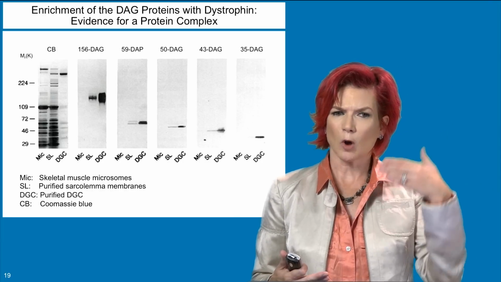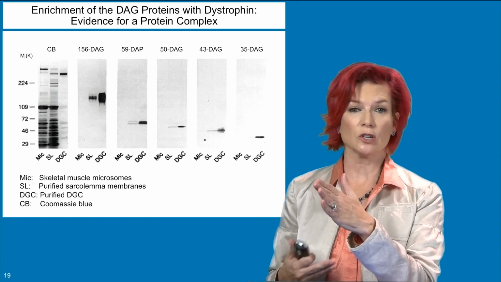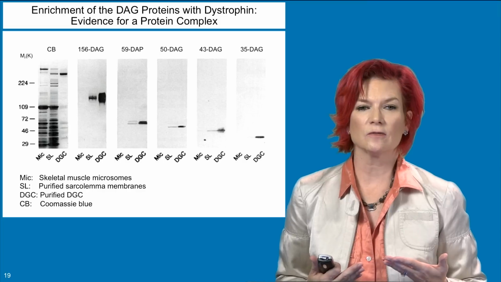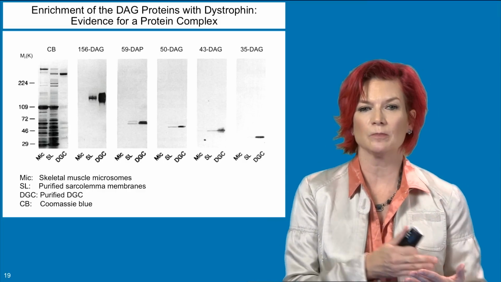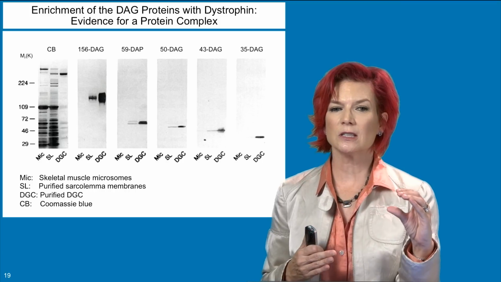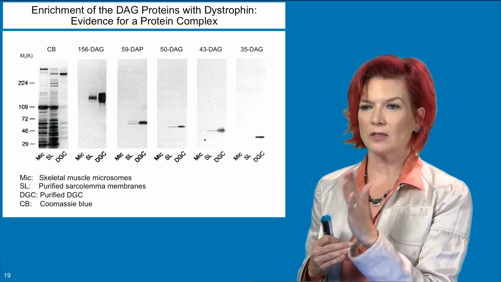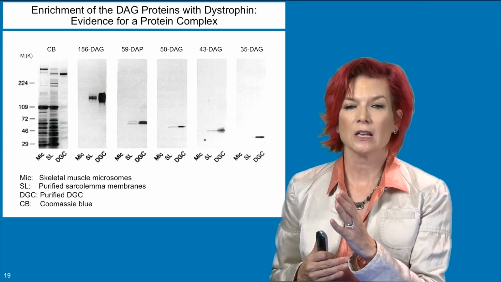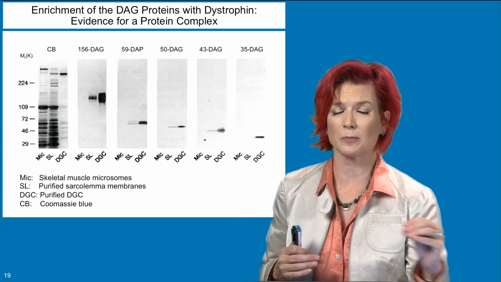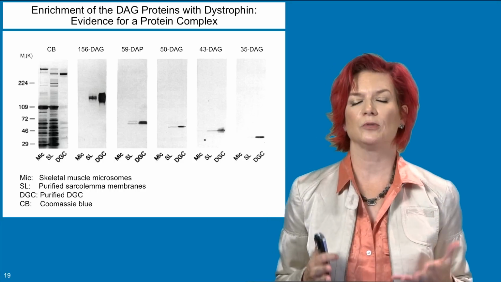And again, all the proteins are revealed on the Coomassie blue stained gel, and the other experiments shown here are immunoblots. And in each of these immunoblots, the lab is characterizing individual antibodies to the 156 kilodalton protein, the 59 kilodalton protein, the 50, the 43, and the 35 kilodalton protein. And you can see that these proteins are enriched during the purification. And that's one of the hallmarks of protein purification, that a protein is expressed in low abundance in the starting material, but its relative abundance is significantly increased during the purification. And this is a beautiful example of that.